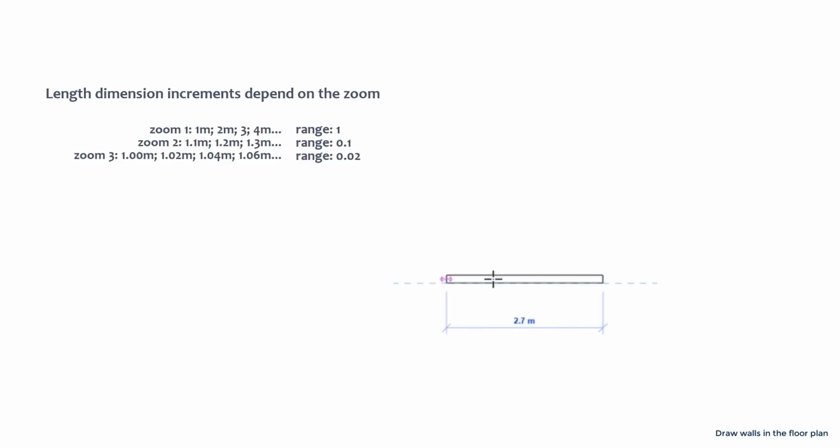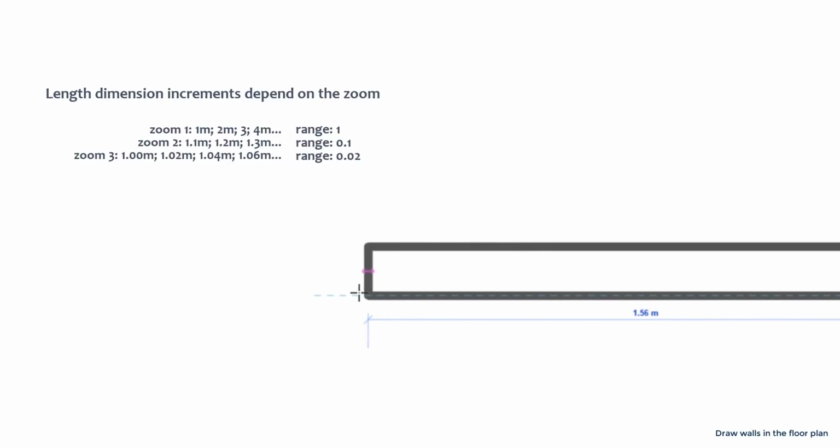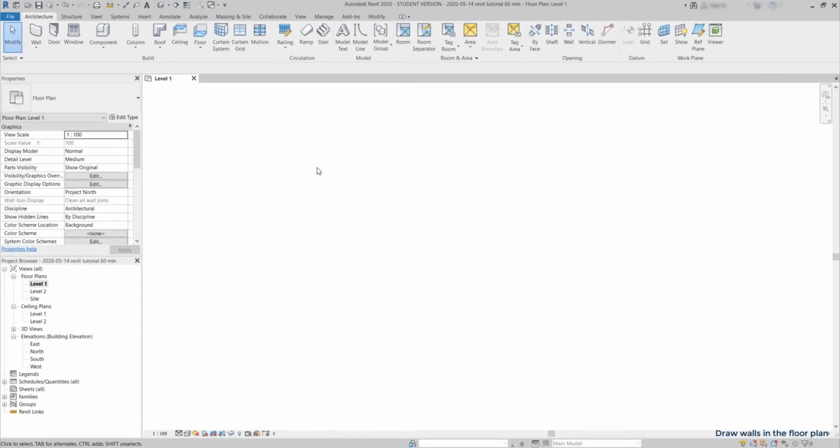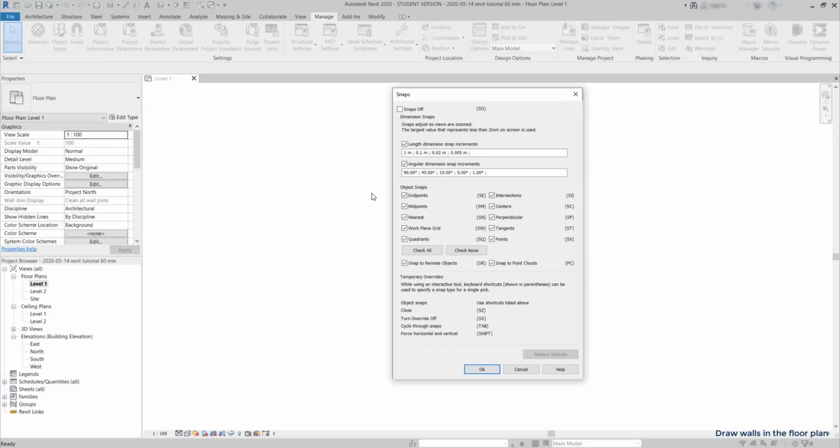Zoom again, a bit more, and the values are even more closely. This time it's snapping every 0.02 meters. These settings can be edited in Snaps, located in the Manage tab. It's this icon over here. In the window that opens, the section above is exactly what I was talking about before. Dimension snaps.